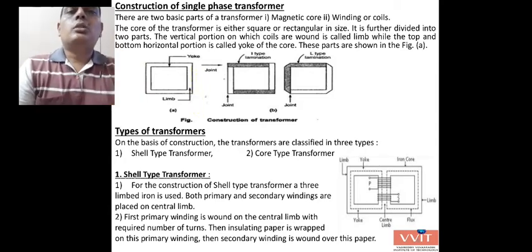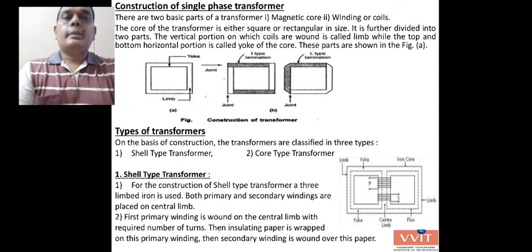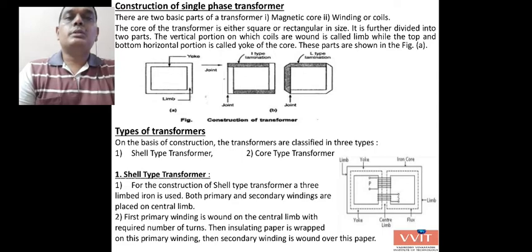Types of transformer. On the basis of construction, transformers are classified into two types, core type and shell type. Coming to the shell type, for its construction a three-limbed iron core is used. Both primary and secondary windings are placed on the central limb. Here we are using three limbs, limb 1, limb 2 and limb 3. This is the left limb, this is the right limb, and this is the central limb.